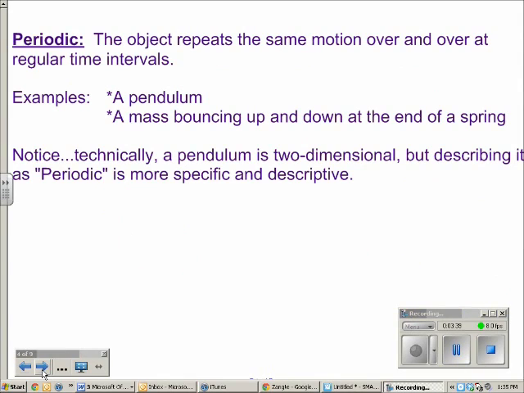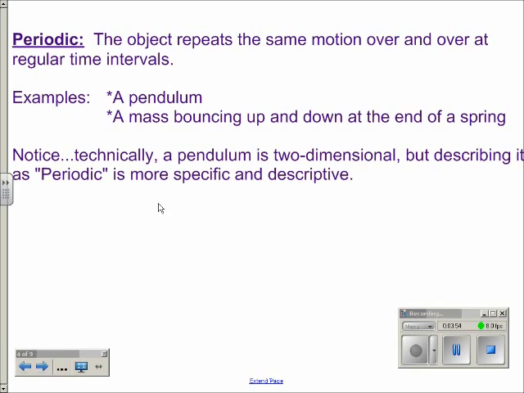The next type of motion we're going to talk about is called periodic motion. In periodic motion, the object is going to repeat the same motion over and over again at regular time intervals. Examples of this would be a pendulum. A pendulum is a weight at the end of a string, and when you release it, the pendulum goes back and forth, back and forth, back and forth. That's periodic motion because it's repeating the same motion at regular time intervals.